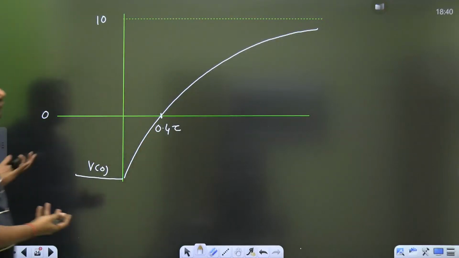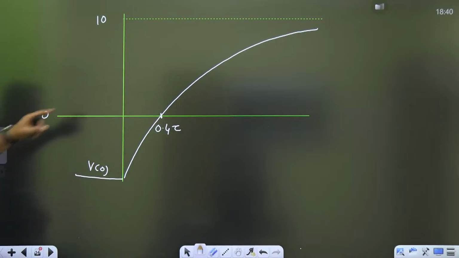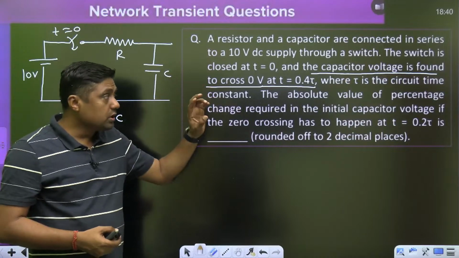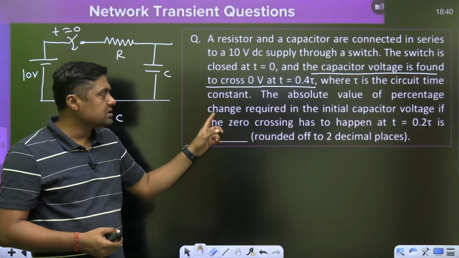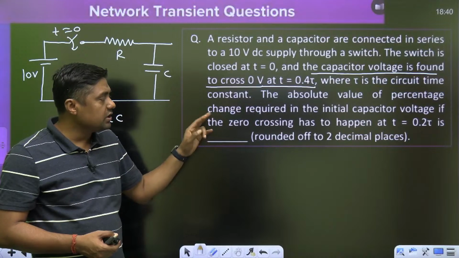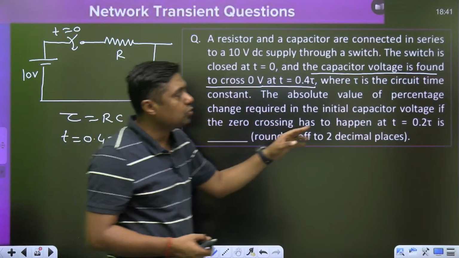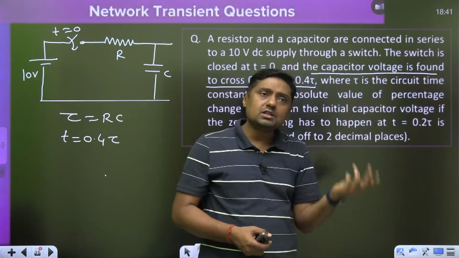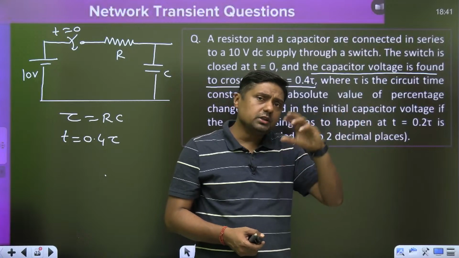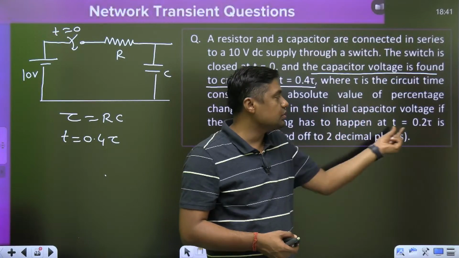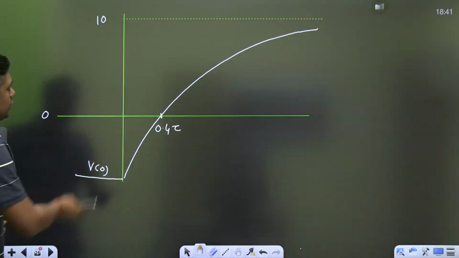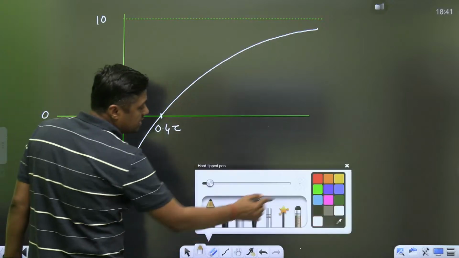Very simple thing, in a first order circuit you have to draw the diagram only. So at 0.4 tau it will cross the 0 volt. Now what is the question here? The absolute value of the percentage change required in the initial capacitor voltage if the 0 crossing has to happen at t equal to 0.2 tau. Suppose the initial voltage is some value, minus 4 volt, and it crosses at 0.4 tau. Now what should be the change in the initial voltage so that it will cross the 0 at 0.2 tau? Half of that. Guys, you have to reduce the magnitude of the negative initial voltage.